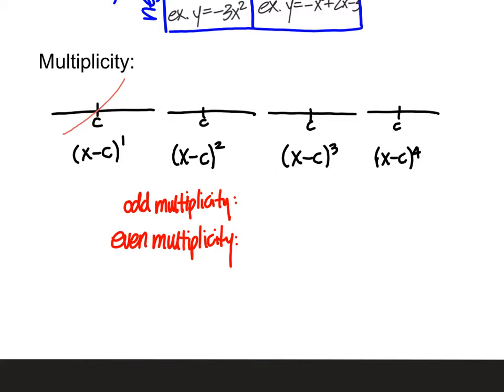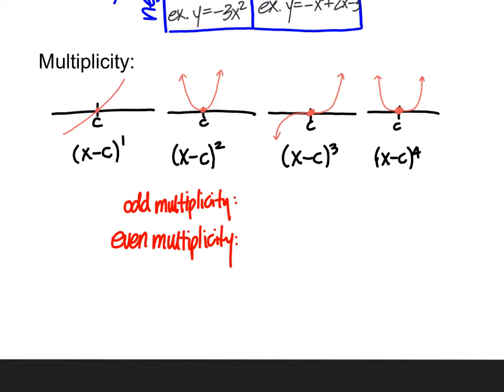A multiplicity of 1 will create an x-intercept where the graph goes through the x-axis pretty cleanly. A multiplicity of 2 will be a bounce off of the x-axis. A multiplicity of 3 will go through, but it's going to flatten before it goes through. So I like to call this the flat cross. And then multiplicity of 4 bounces, but it flattens a little bit more when it bounces. So sometimes I call that a flat bounce.